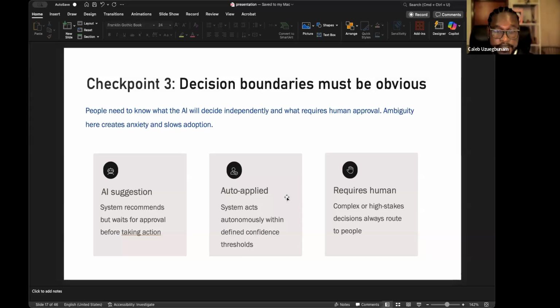Checkpoint 3, decision boundaries must be obvious. So what are decision boundaries? Decision boundaries are when an AI has done certain things in response to your request or your workflow instructions, but it needs more information from you to be able to proceed. And that information could perform a number of different functions, one of them being that it basically reduces the randomness factor of what the AI is trying to do.